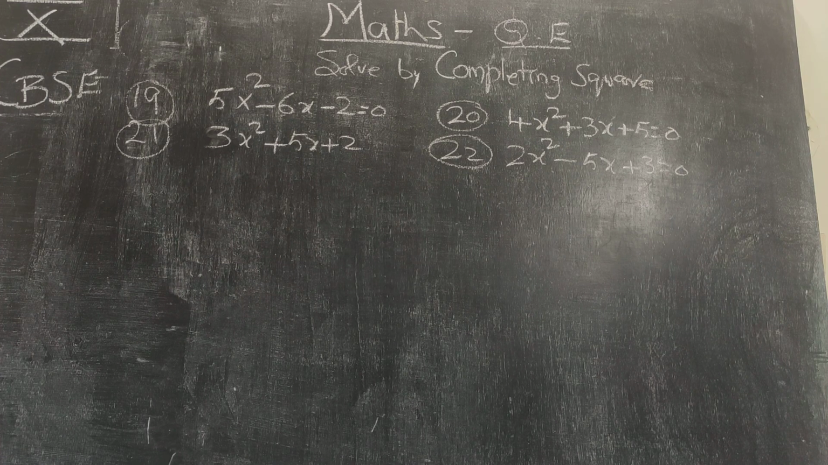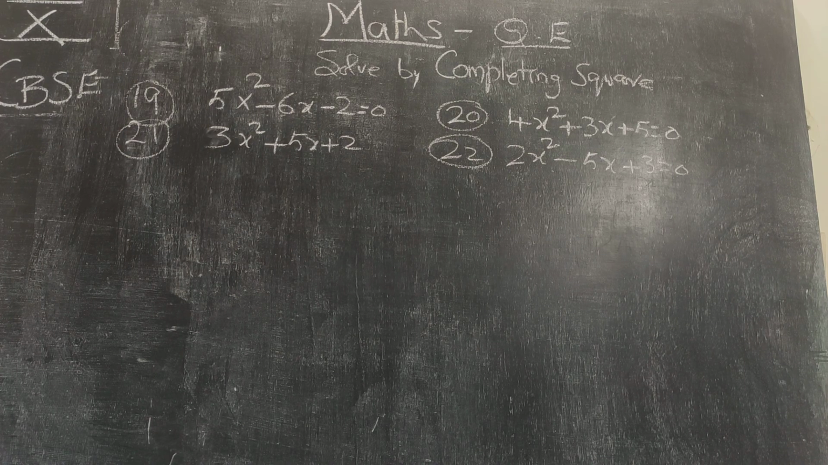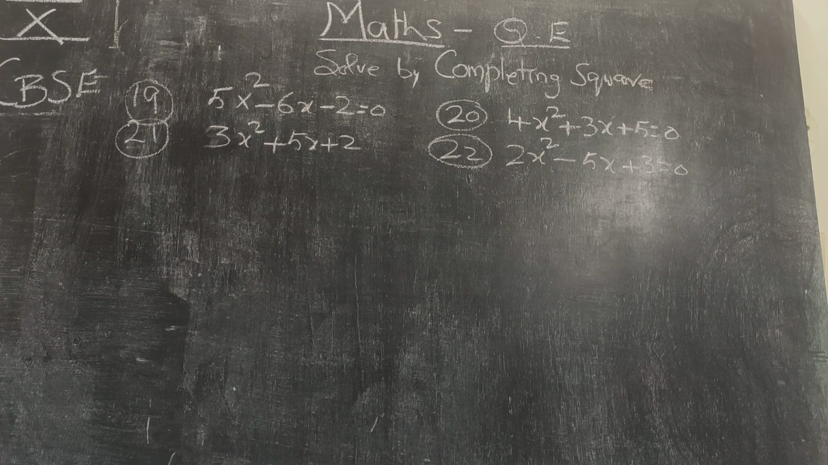The last four problems are solving the equation by completing square method. If they specify that do it by completing square method, go for that. Otherwise, these four problems can be done by normal factorization method or by formula method. So now, how to do this by completing square method easily?